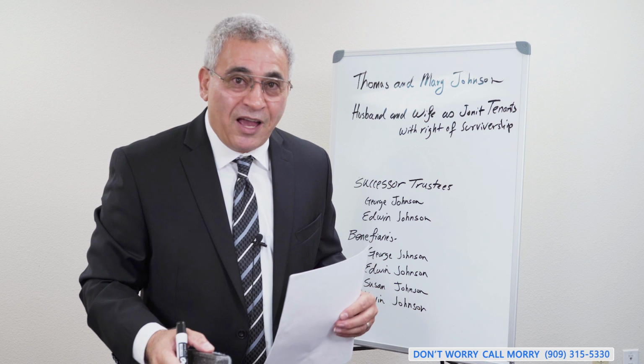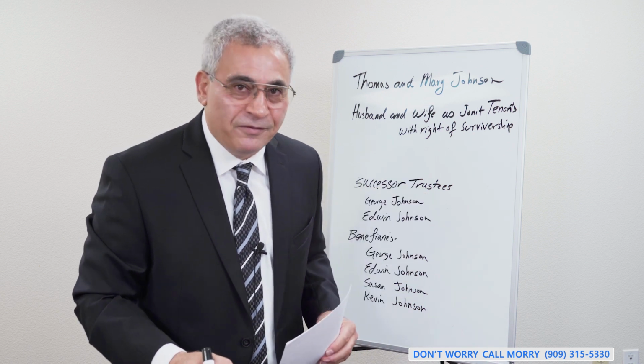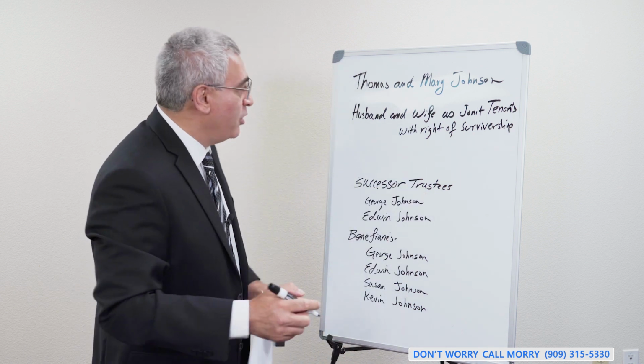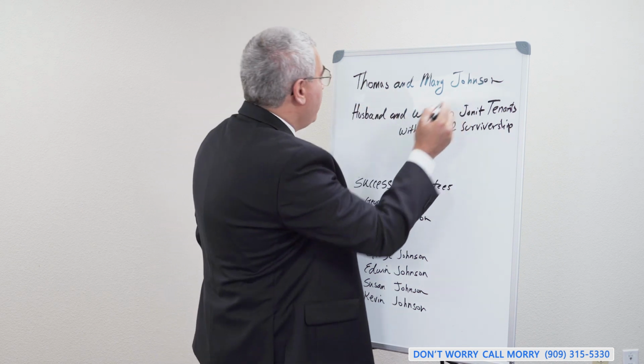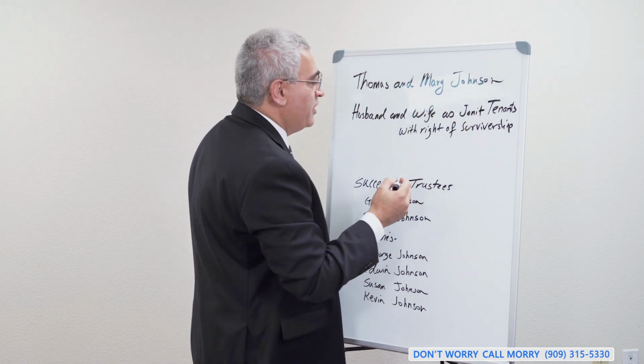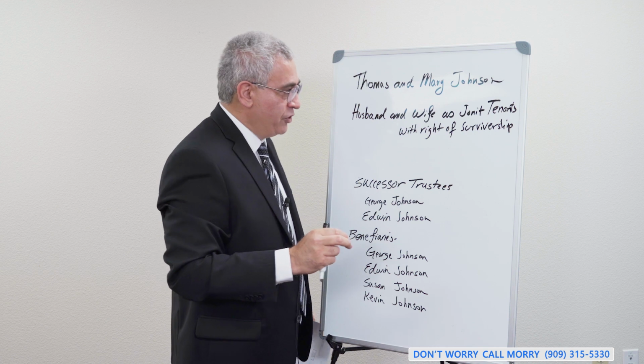Imagine Thomas and Mary, they're 22 years old, in love with each other. They get married, they buy their first house, 1965. And the way they hold the title on the property was Thomas and Mary Johnson, husband and wife, as joint tenants with right of survivorship.